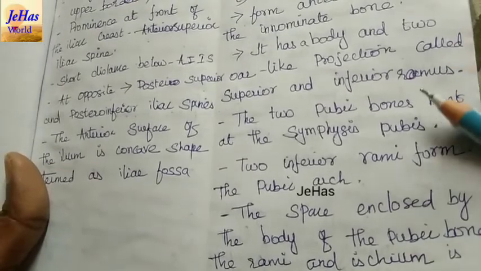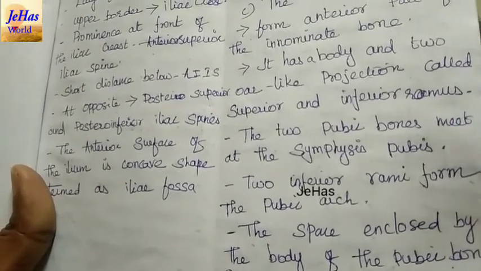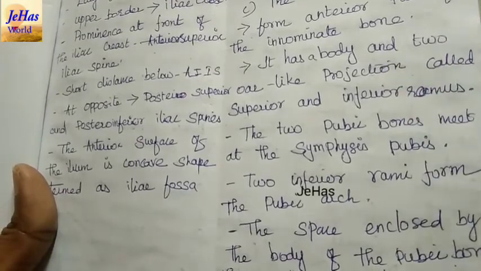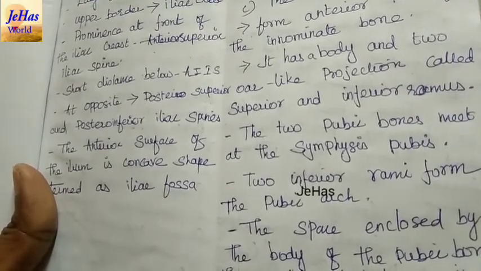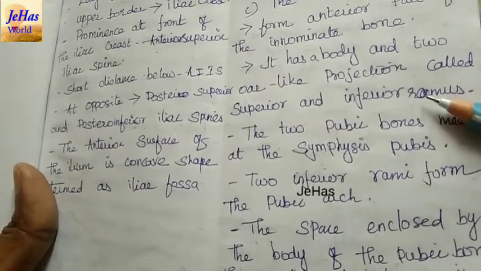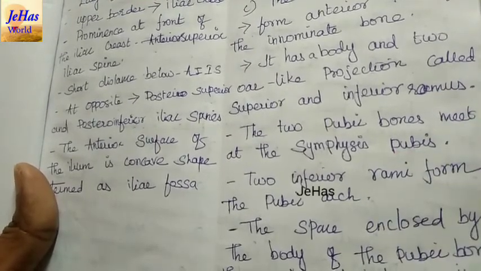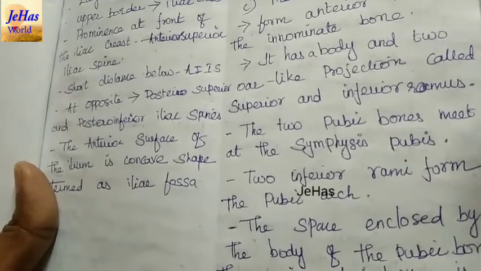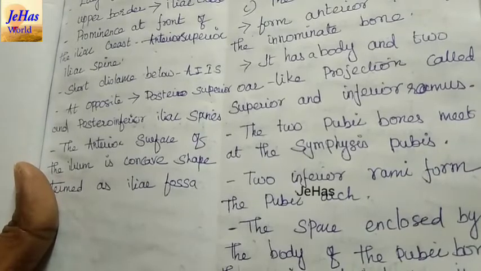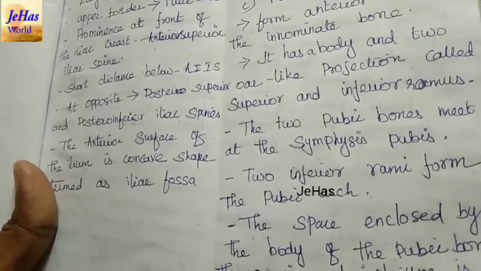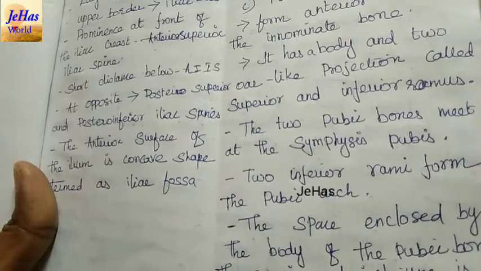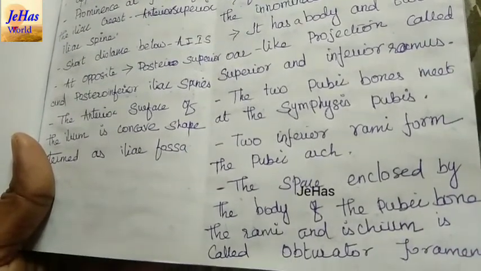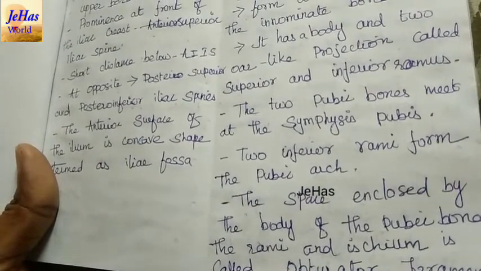So, the pubic bone forms the anterior part of the innominate bone and it has a body and two oar-like projections called the superior and inferior ramus. The two pubic bones meet at the symphysis pubis and two inferior rami form the pubic arch. The space enclosed by the body of the pubic bone, the rami and the ischium is called as the obturator foramen.